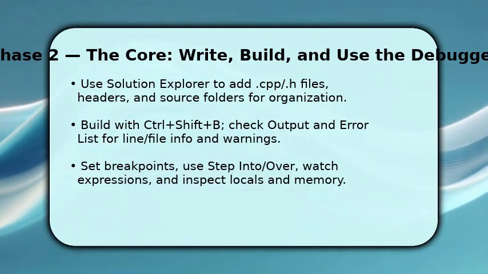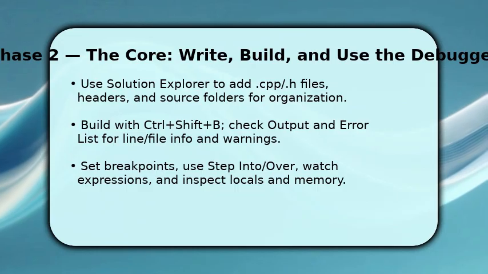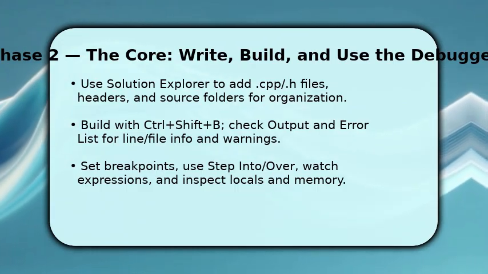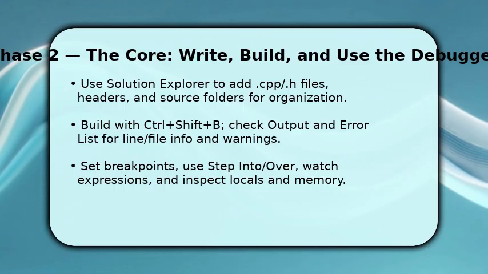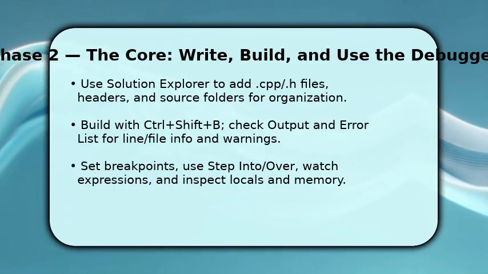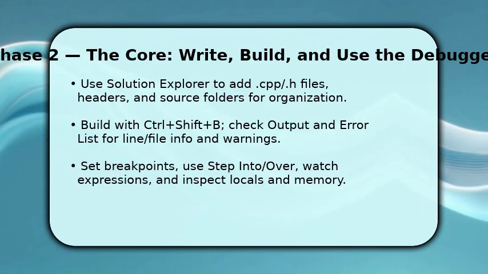Add CPP and H files via Solution Explorer and keep headers in an include folder so compilation paths stay clean. Build the solution with Ctrl+Shift+B, then read the output and error list to jump to specific lines. Once the build succeeds, run the debugger.